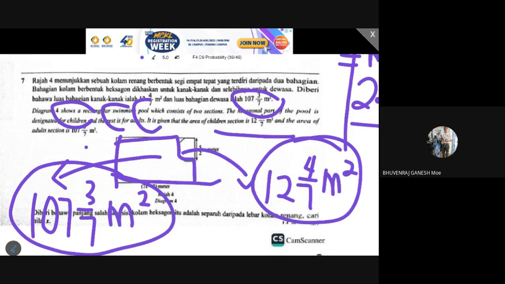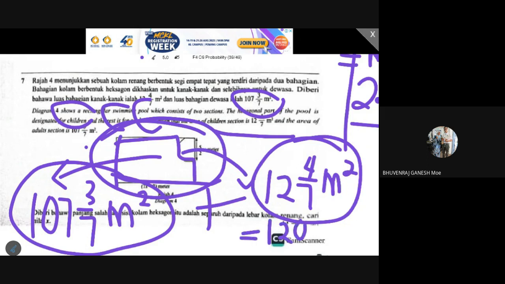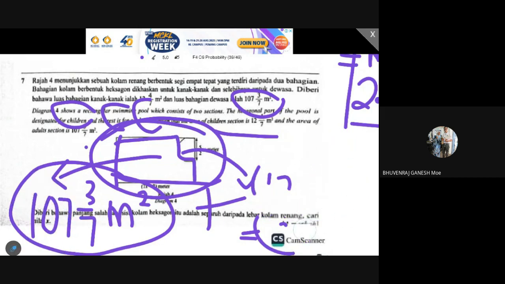So sekarang kamu kena cari jumlah luas seluruh yang ni. So kamu tambah dua-dua nilai ni. So kamu akan dapat jawapan macam 120. Kalau kamu tambah dua-dua nilai ni, if you plus both of these values, you will get an answer of 120 actually. You can try and see. So 120 represent what actually? The area of the whole rectangle. Luas seluruh segi empat tepat ni.